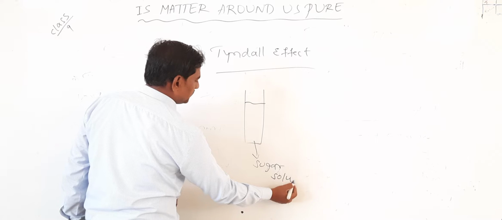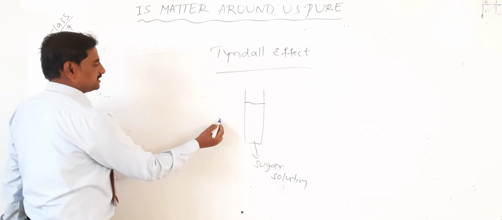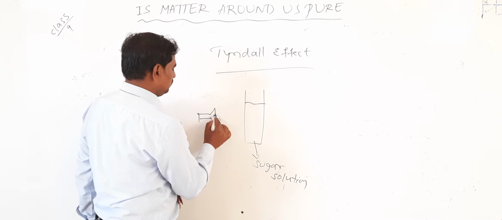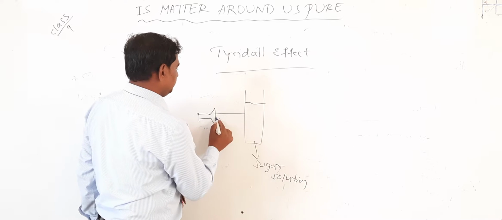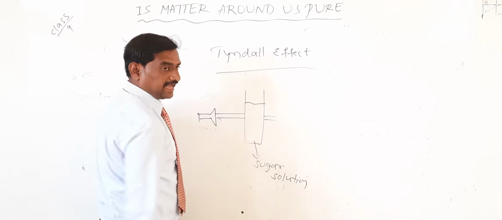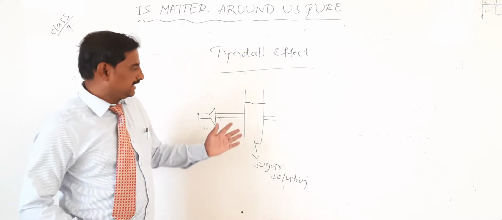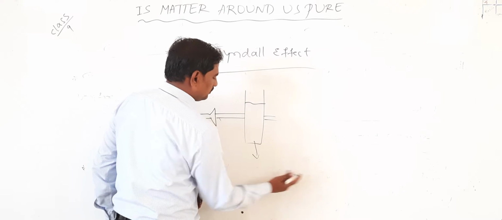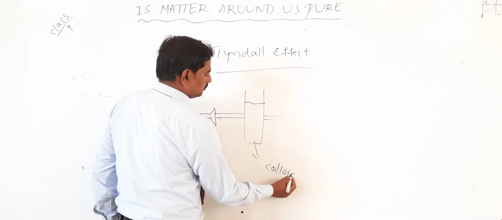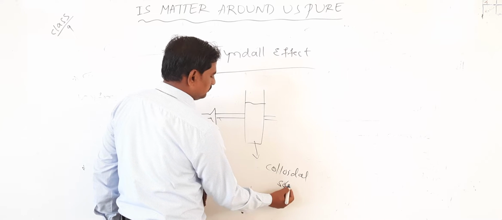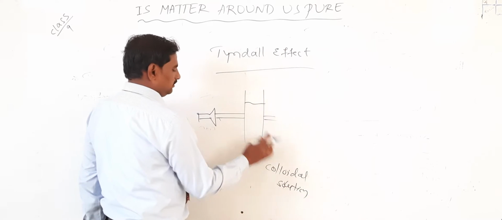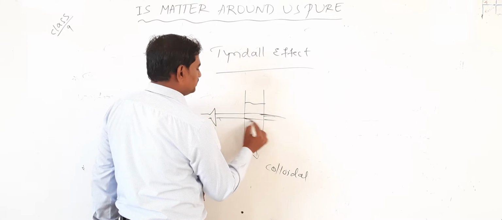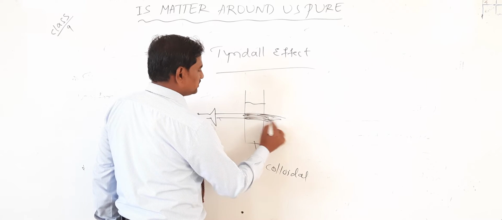In sugar solution, the scattering doesn't take place. When the light passes through it, the light will not scatter. It directly passes through the sugar solution. But in the colloidal solution, in the colloids or colloidal particles, the light will get scattered. Okay, so we can see the scattering of light.